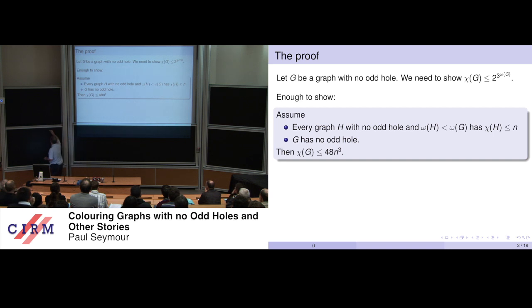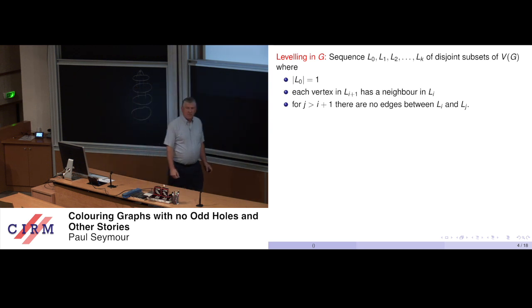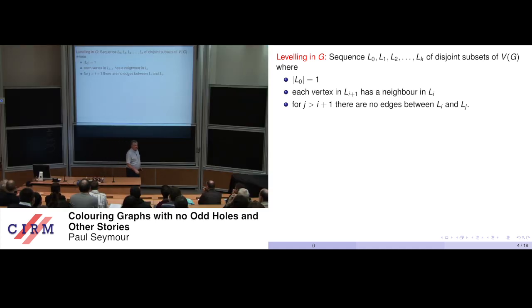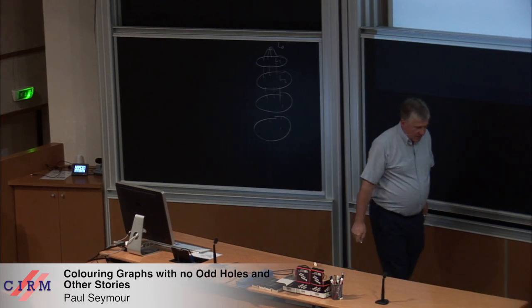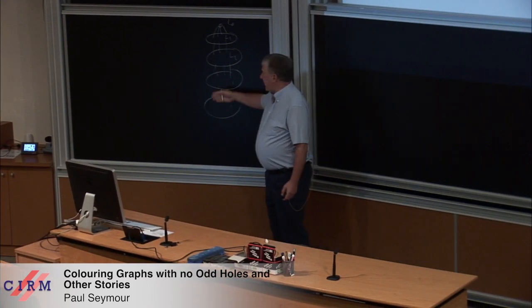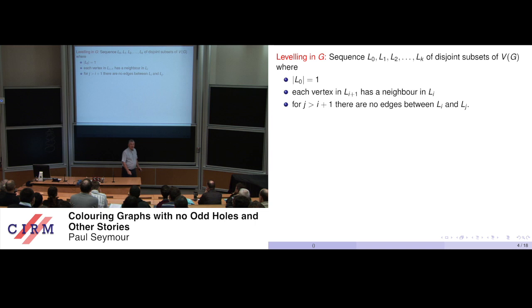So, by a leveling, I mean: pick a vertex, take its neighbors, take the people joined to them, people at distance 2, people at distance 3, and so on. We can assume the graph is connected, so you can classify everyone by distance from some vertex. This is L0, L1, L2. If I can prove the subgraphs induced on these levels have bounded chromatic number, then the whole thing has bounded chromatic number, because it's at most twice as much. I'll just use one set of colors for the odd levels, one set of colors for the even levels. I just double the number of colors.